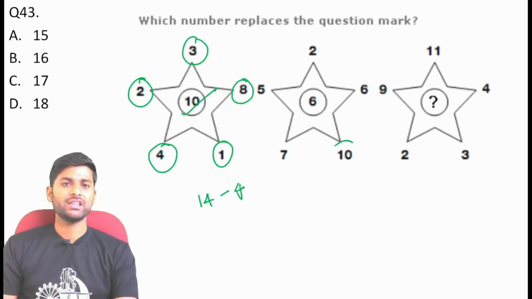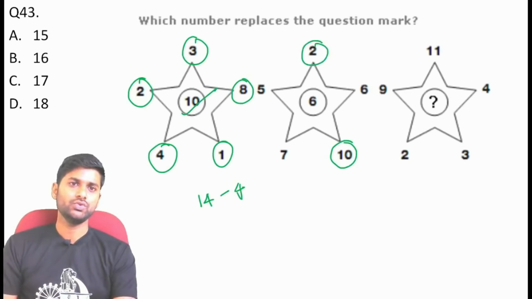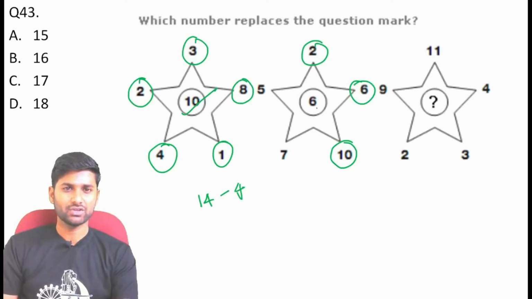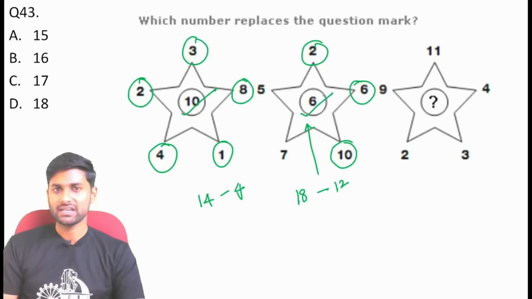Now we just concentrate on the even numbers. 10 plus 2 is equal to 12. 12 plus 6 is equal to 18. 18 minus 12, the resultant becomes 6. So the resultant becomes 6.